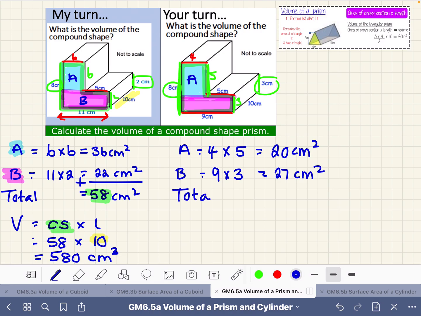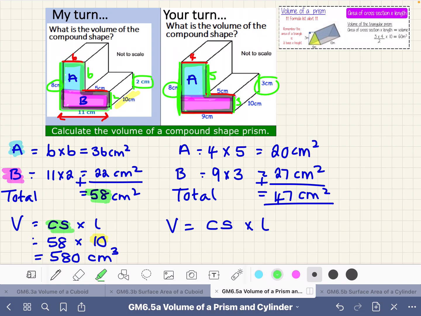The total is 20, add 27, giving me 47 centimetres squared. My volume is calculated by the area of the cross section multiplied by the length. In this case, our cross section is 47 and our length coincidentally is 10 centimetres again. It is not always going to be 10 centimetres. That means to calculate our volume, we say 47 multiplied by 10 gives us a volume of 470 centimetres cubed.